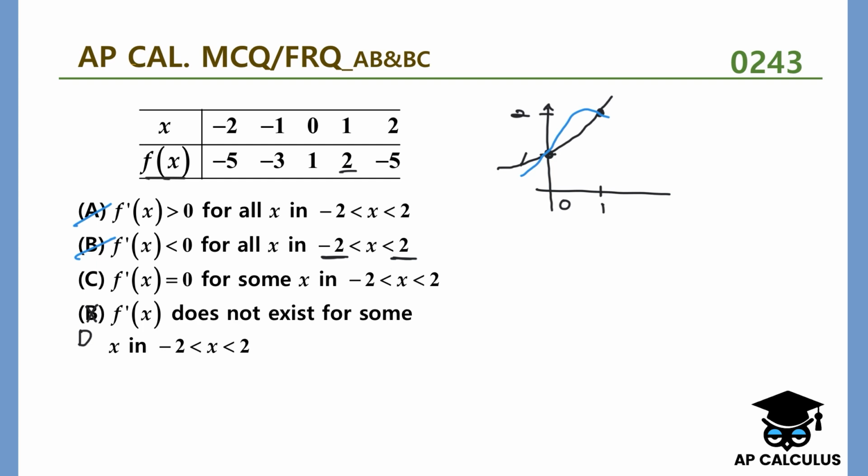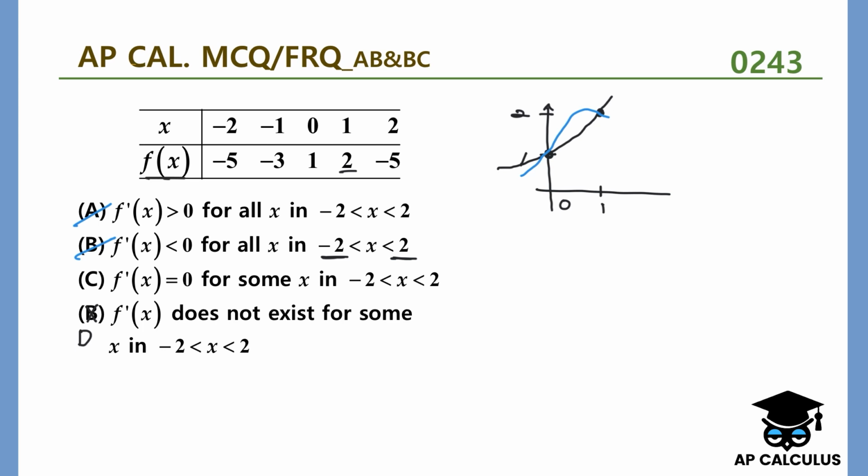Okay, answer choice C says f prime is equal to 0 for some x in this interval. When x is -2, the function value is -5. When x is 2, the function value is also -5, right? We have the same function values, right?